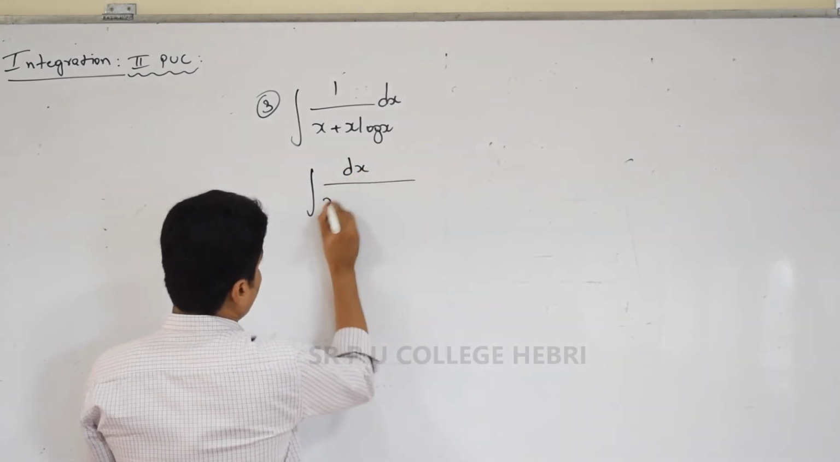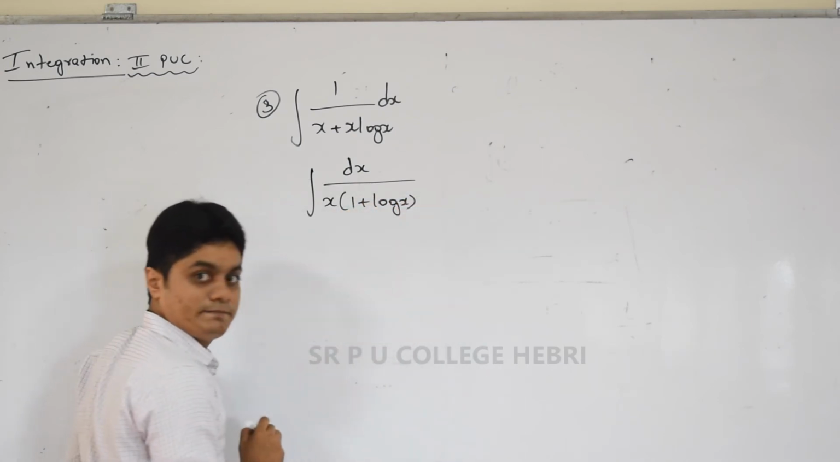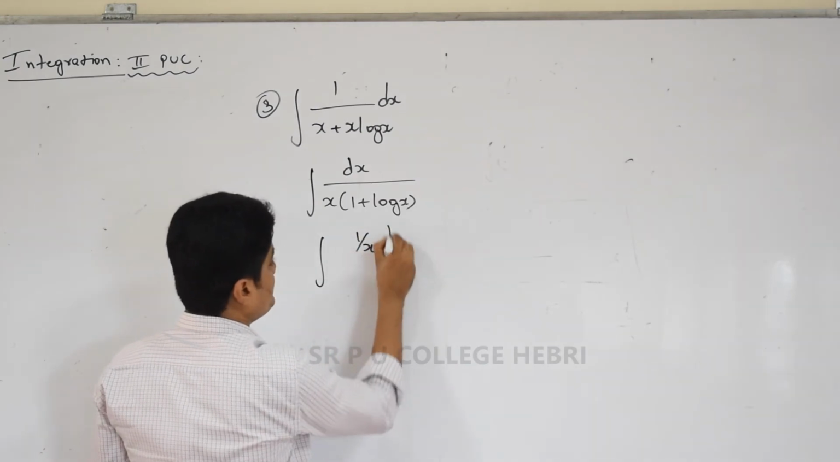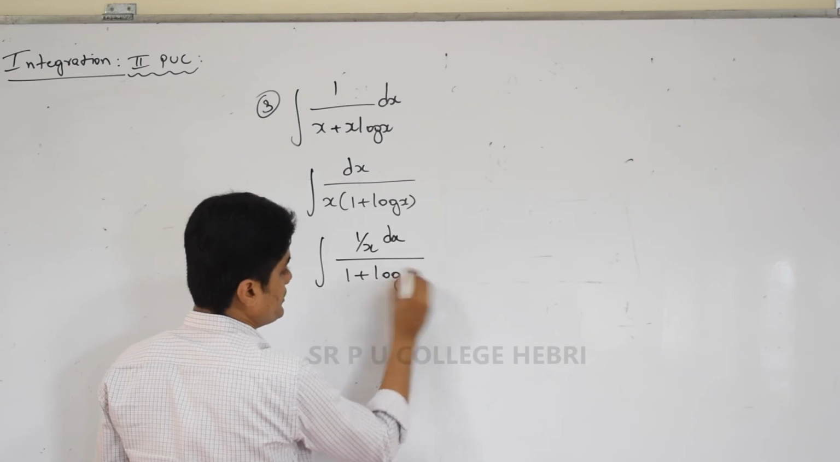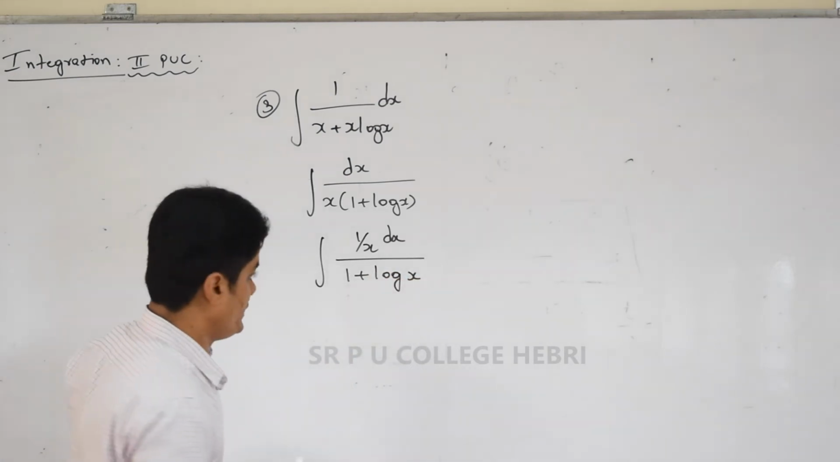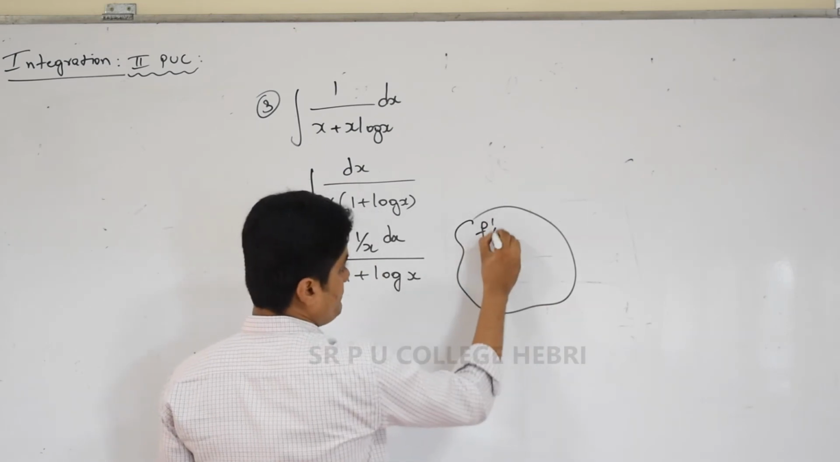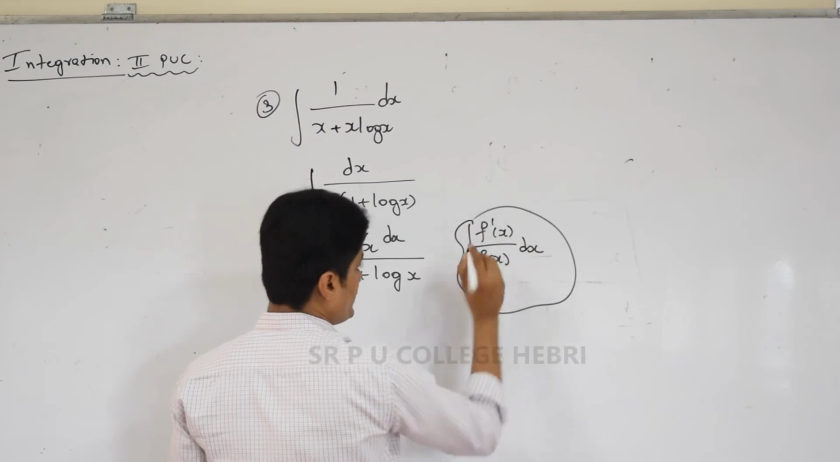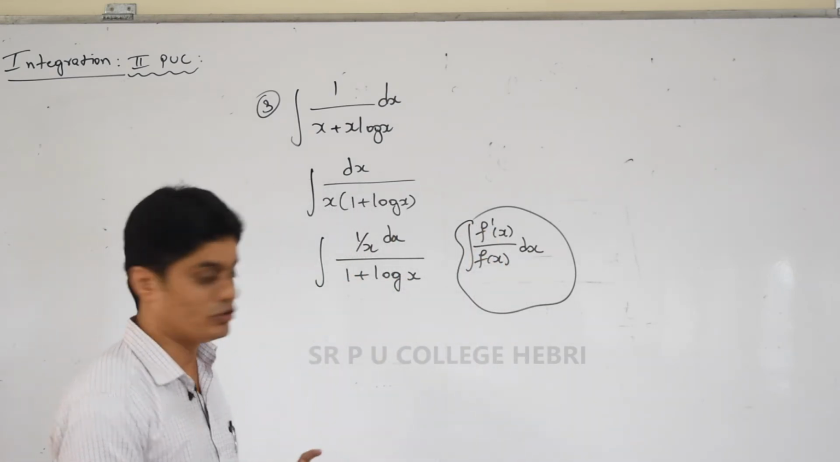Yes, you're right. Take x outside, you'll get 1 plus log x, right? Now write this as 1 by x into dx divided by 1 plus log x. Got it? Now tell me, this is in which standard form? Yeah, it is in the form of f dash of x by f of x dx. I will give homework, so you have to practice to identify this as well as to solve this problem.